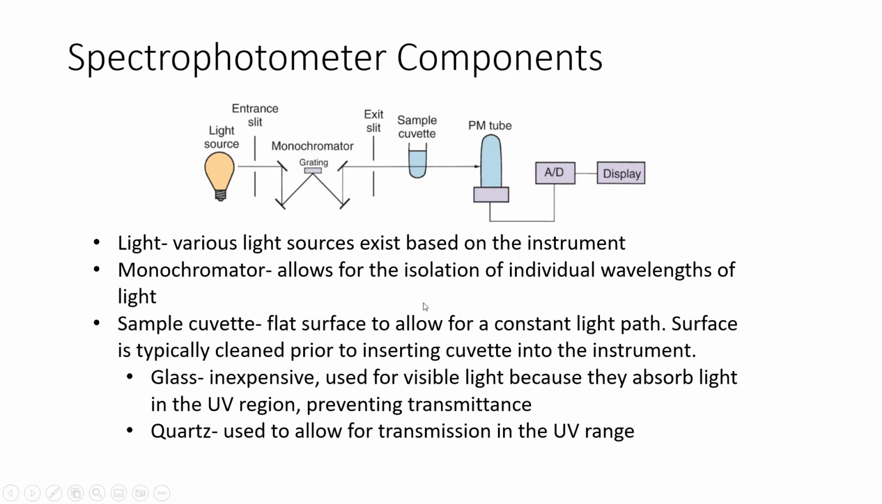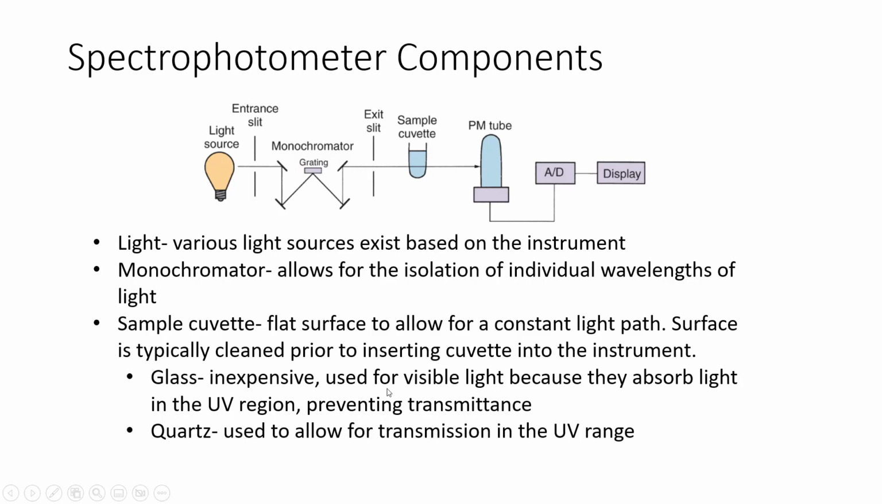There are various light sources that exist based on the instrument. The monochromator allows for the isolation of individual wavelengths of light. The sample cuvette has a flat surface that allows for a constant light path. When angling the sample cuvette toward the light source, we want to make sure that side is completely cleaned off, with no outside debris, and it also has to be the flat surface. A typical cuvette usually has cloudy surfaces and flat surfaces, and we want to make sure that the flat surface is exposed to that light path.